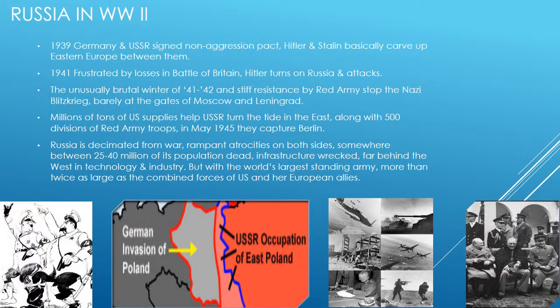World War II. In 1939, Russia signs a non-aggression pact with Germany, and for the next couple of years, Hitler and Stalin just carve up Eastern Europe between them. By 1941, though, Hitler turns on Russia and attacks. Only the unusually bad winter that year and stiff resistance by the Red Army stopped the blitzkrieg at the gates of Moscow and Leningrad. Millions of tons of U.S. supplies, along with 500 divisions of Red Army troops, helped turn the tide in the east, and by May of 45, the Russians captured Berlin.